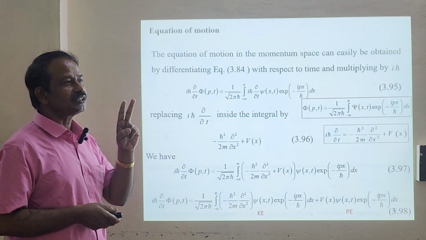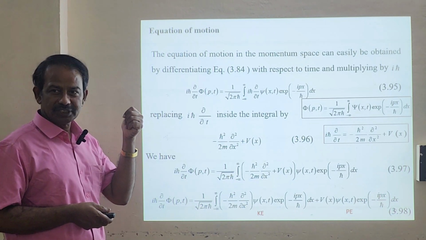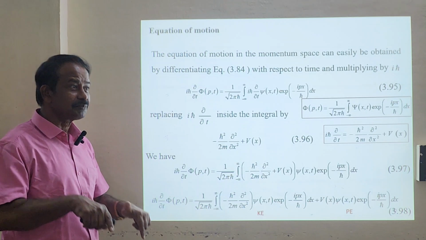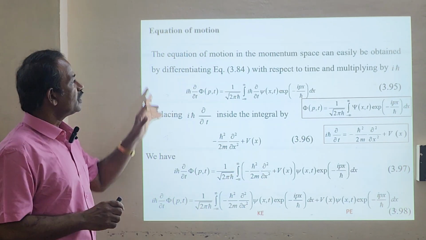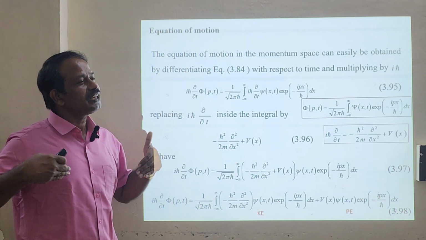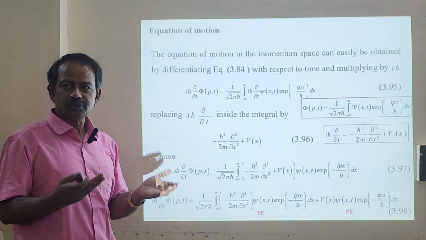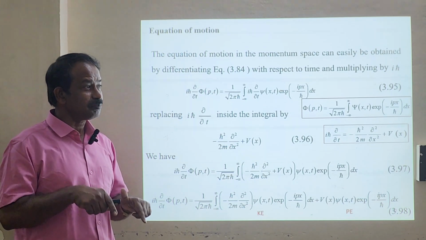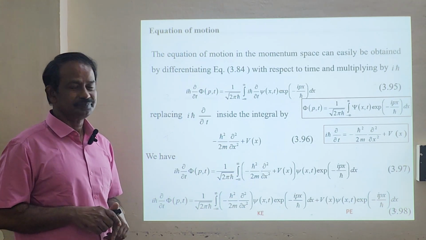Now equations of motion. Still we have two concepts left out. One is the equation of motion, and another one is the derivation of the Schrodinger wave equation in momentum representation. Okay, now equations of motion. Equations of motion are very, very important, because of how a quantum state evolves with the system. Any quantum state should evolve with the system. It has to depend on both position and time.